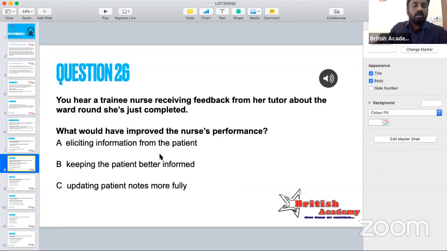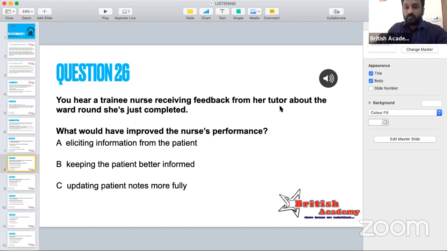26th question. Now over here, you hear a trainee nurse receiving feedback from a tutor about the ward round she just completed. Carefully listen to it. The accent would be different. It may not be a plain accent, it would be a heavy accent. So you should be able to understand what the communication is all about. What would have improved the nurse's performance? So it is talking about a performance.